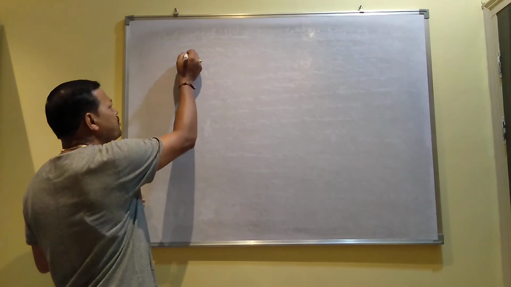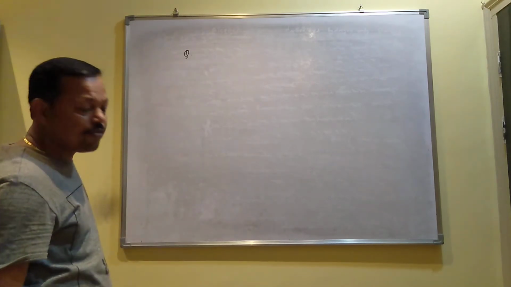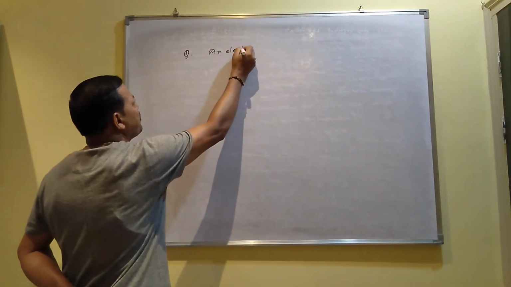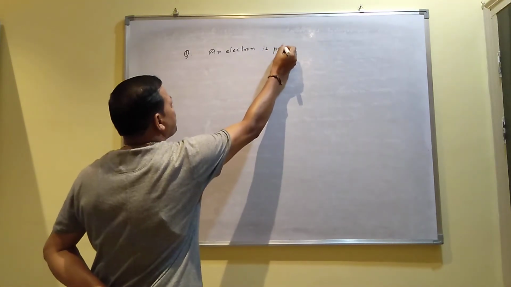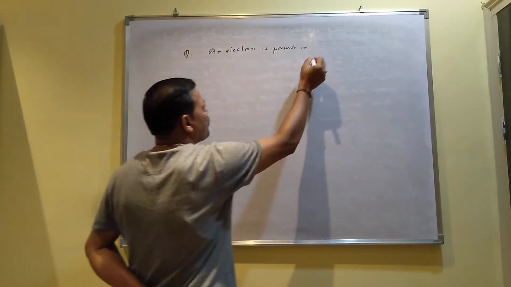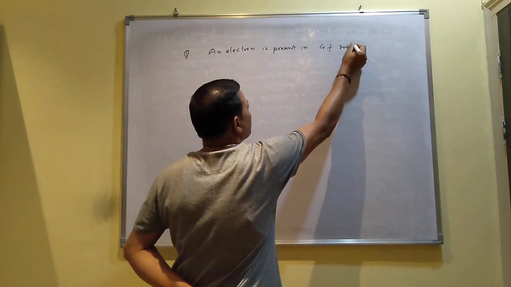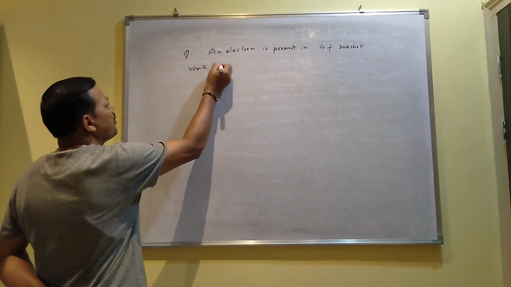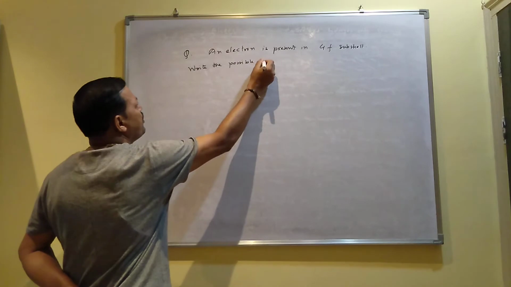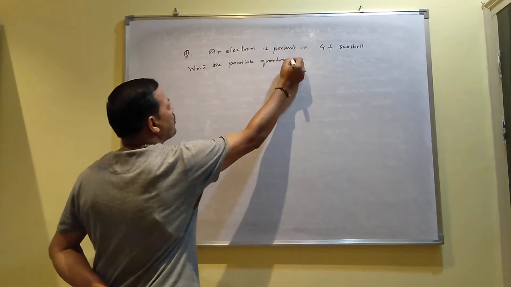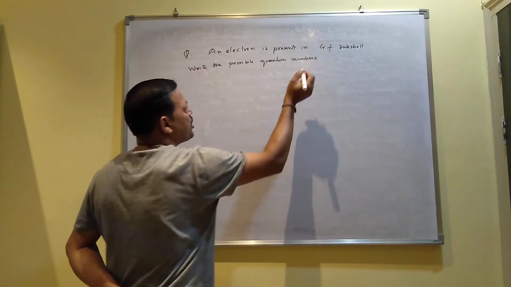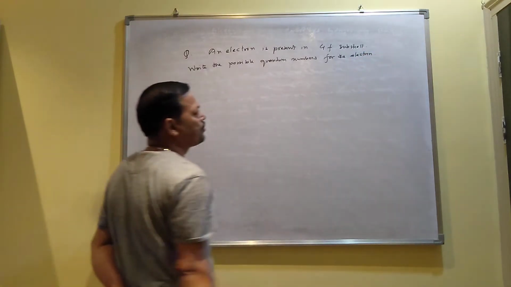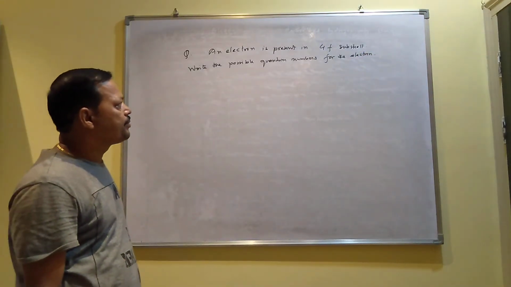Now, this type of question you may get from the quantum numbers. The question is, an electron is present in 4f subcell. Write the possible quantum numbers for the electron. So this type of question may be asked.